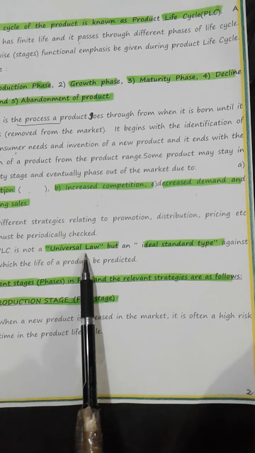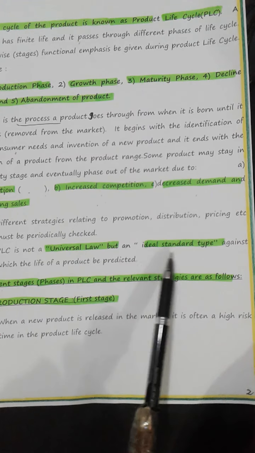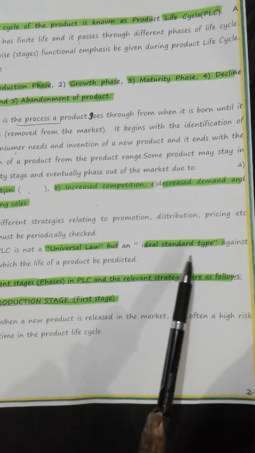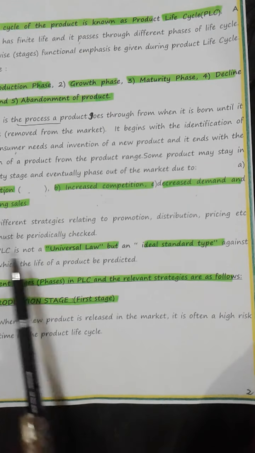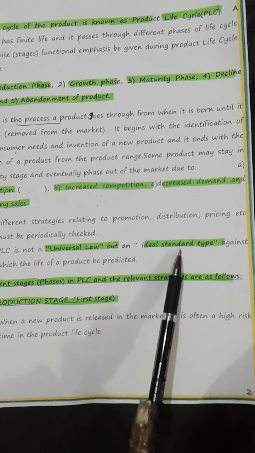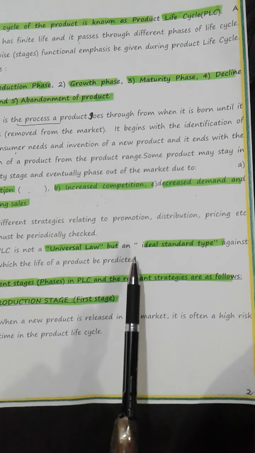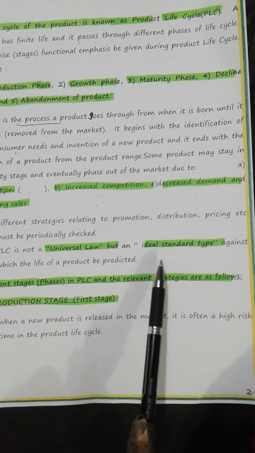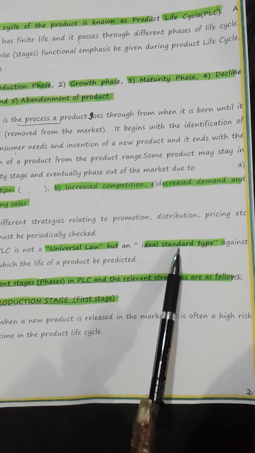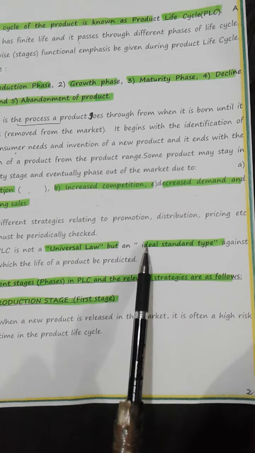PLC is not universal. It can't be applied to all types of industry, children, but it is an ideal standard type against which the life of the product can be predicted. So I told you earlier, product life cycle is a strategic tool and also a predictive tool, which marketing people utilize in order to keep the product in the market for long. Please note this down, children. PLC is not a universal law, but an ideal standard type. What do you mean by an ideal standard type, children? The company and the marketing people can use it as per the requirement. That is known as an ideal standard type. You got universal law versus ideal standard type.